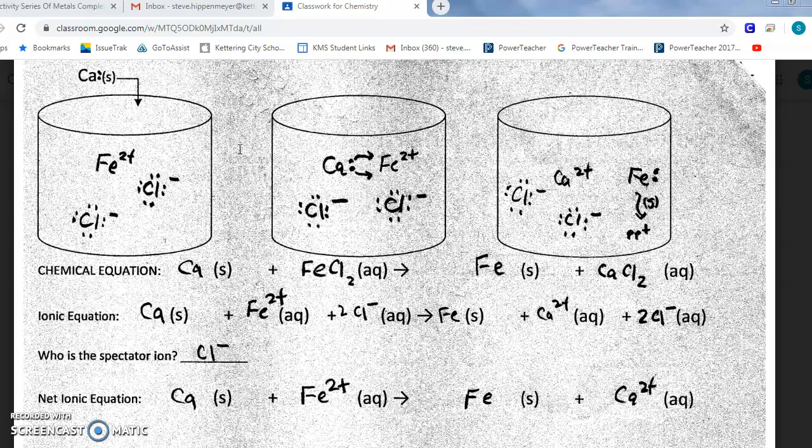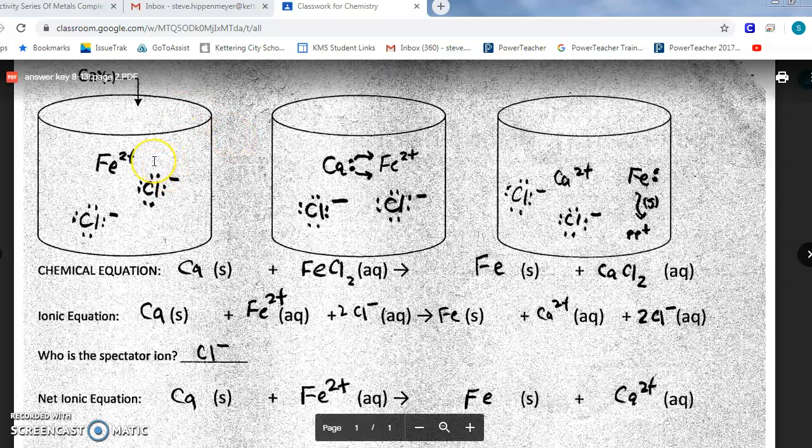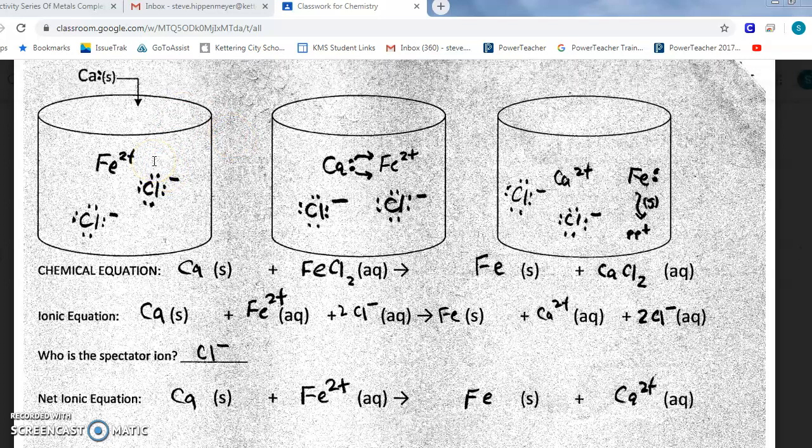In these single displacement or single replacement reactions, the more active metal is able to force another, less active metal to accept the electrons and become a neutral atom. So in this container right here, we have the iron. It starts off as 2 plus. It's floating around. The calcium metal's dropped in. In container 3, we're showing calcium forcing its 2 electrons onto the Fe2 plus.